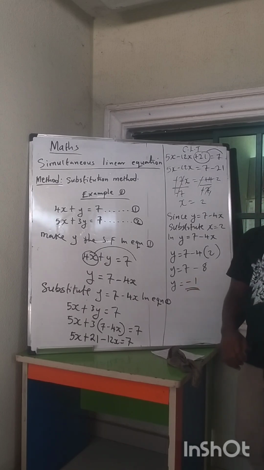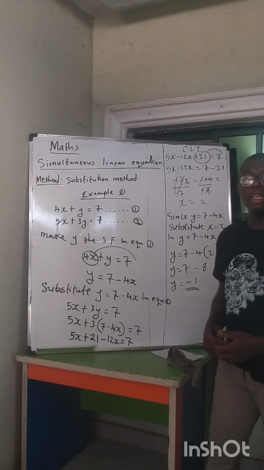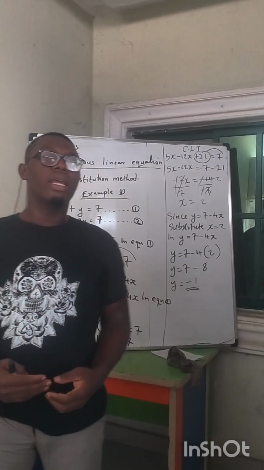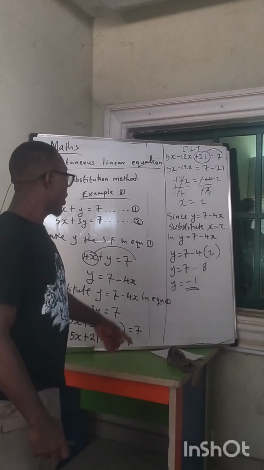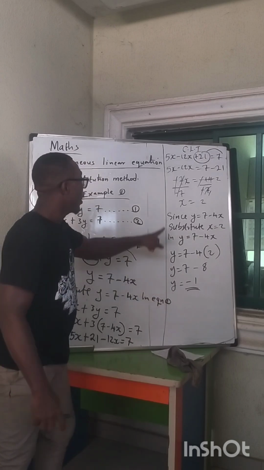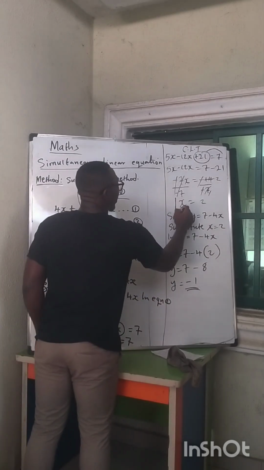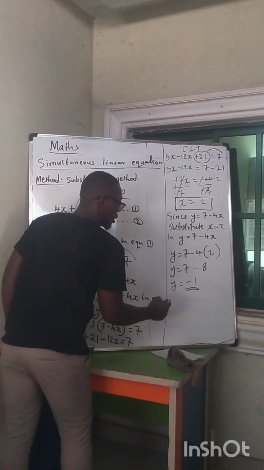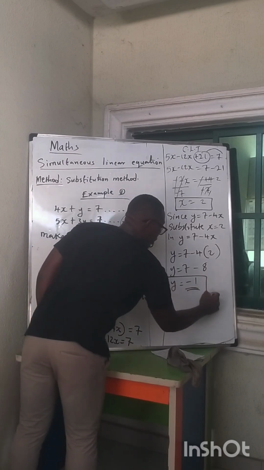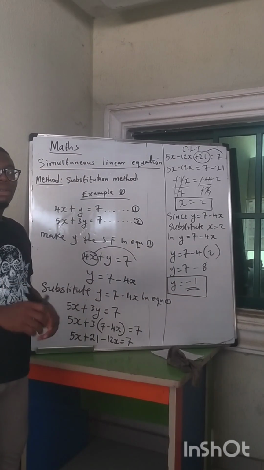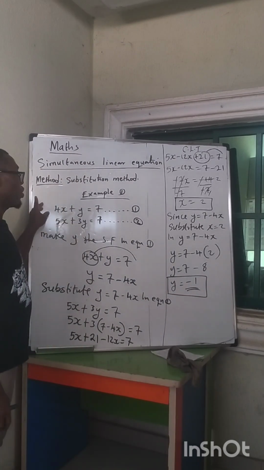Alright, so as you can see, we have succeeded in finding the value of y here and x. These are x and these are y. That is the final answer to this particular equation.